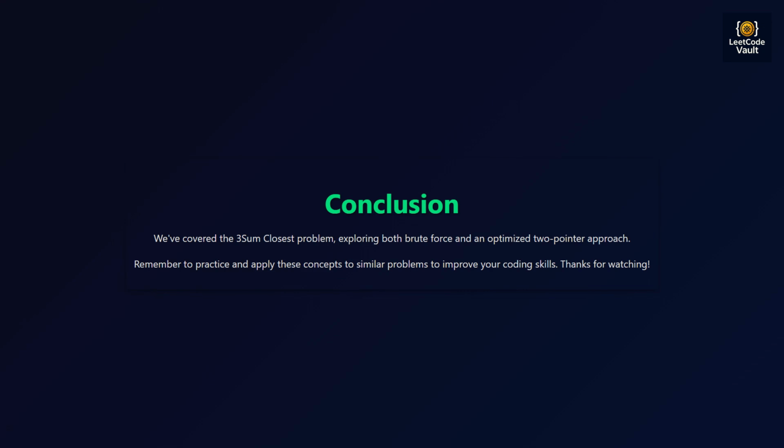Conclusion. In this video, we tackled LeetCode problem 16, 3 Sum Closest. We explored both a brute force approach and a highly optimized solution using a two-pointer technique after sorting the array. Remember, understanding time and space complexity is crucial for writing efficient code. This problem is frequently asked in coding interviews, so mastering it is a valuable asset.